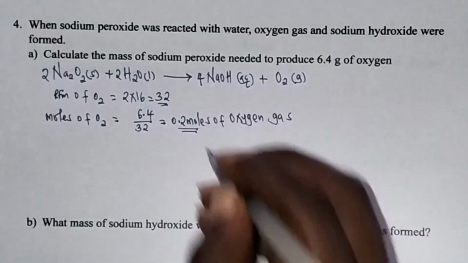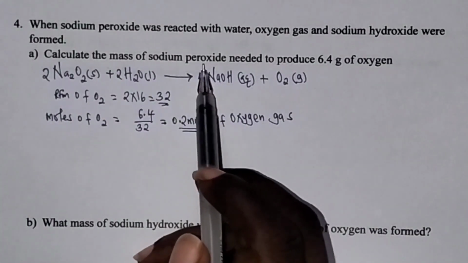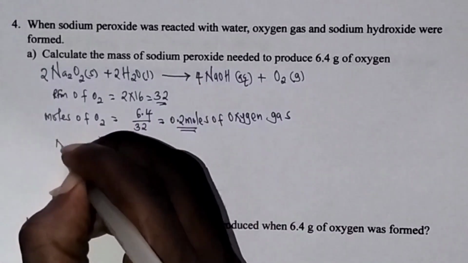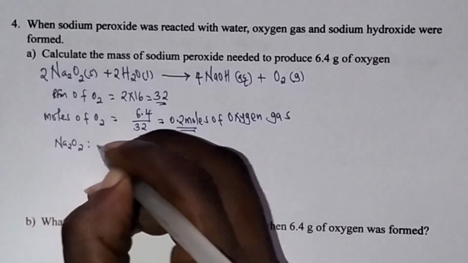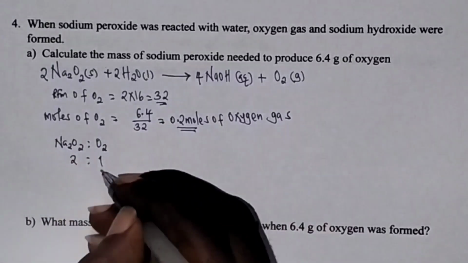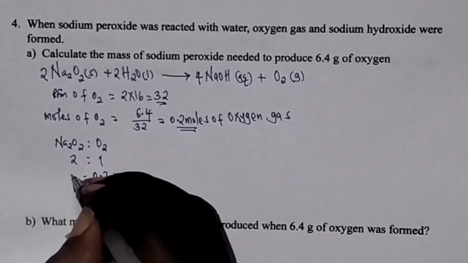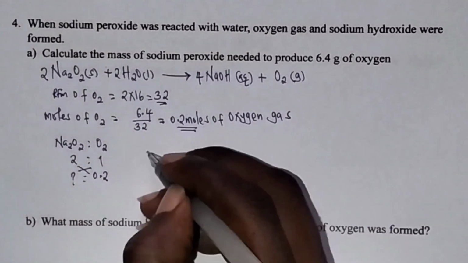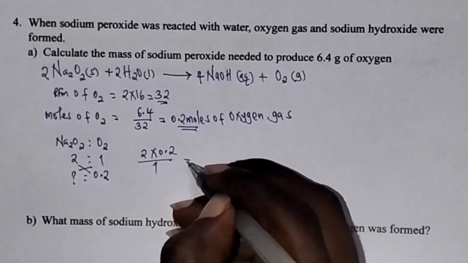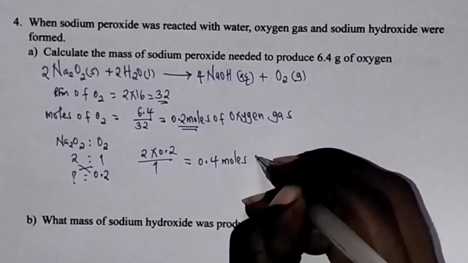Okay, so we're asked to calculate the mass of sodium peroxide. Let's check the mole ratio between sodium peroxide and oxygen gas. So we can say sodium peroxide to oxygen gas will be 2:1. So we have gotten the number of moles of oxygen to be 0.2. So what is the number of moles of sodium peroxide? We can say 2 times 0.2 divided by 1. So here we get 0.4 moles of sodium peroxide.